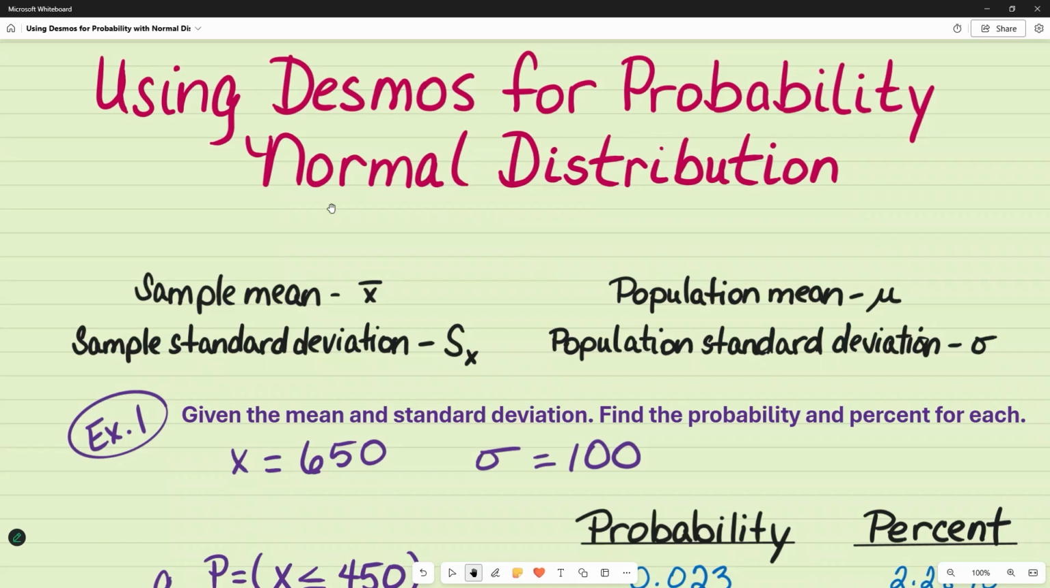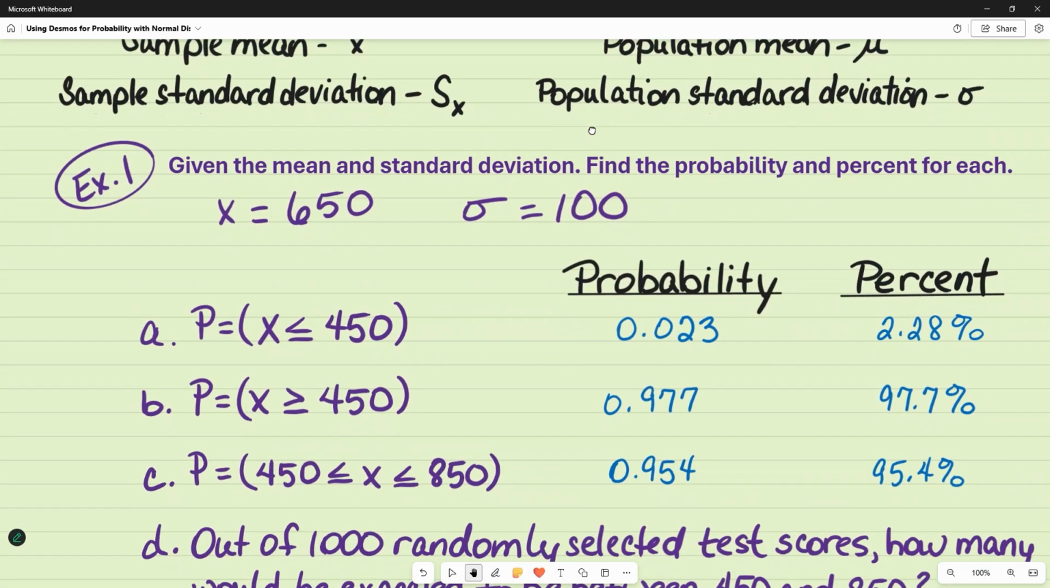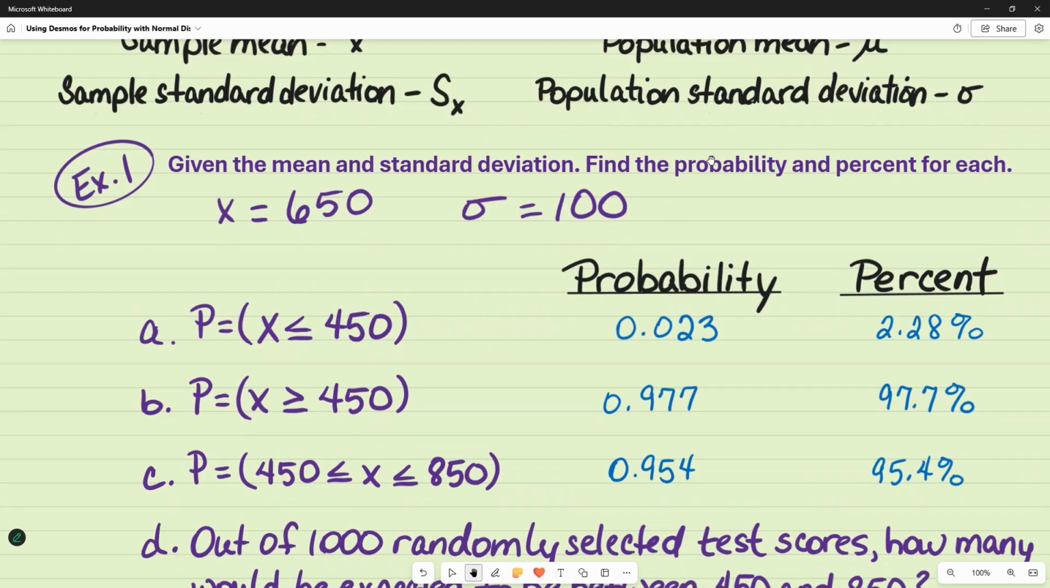Today I'm going to demonstrate how to use Desmos for probability. We're focused on normal distribution. Pay attention to the notes here that show you the different symbols for mean and standard deviation. For example 1, we're given the mean and standard deviation and we're asked to find the probability and the percent for each. P stands for probability, so we're trying to find the probability when x is less than or equal to 450, and it might just say less than, that's fine as well.